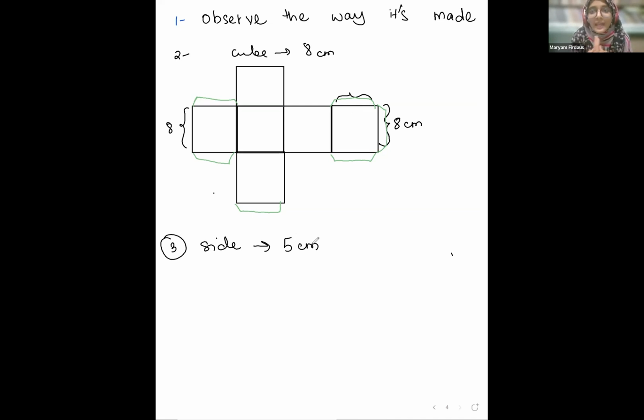So you can see the first question in 15.1. Identify the nets which can be used to make cubes. Cut out copies of the nets and try it. Okay. So that's what you're going to do. You're going to draw this. Can I make only one? Sorry? Can I only make one? Why?